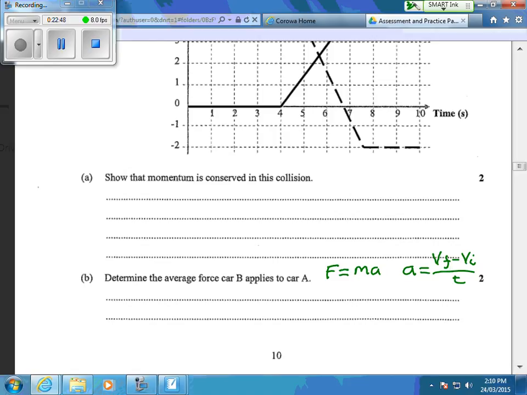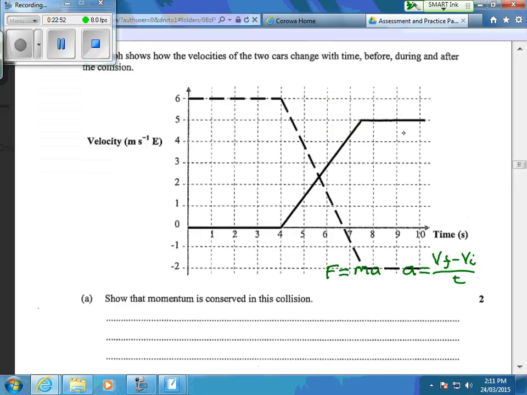Now, if you look at your graph, can I map the change in velocity of car B? Yes. It's gone up to 5, it was at 0, so the change in velocity happens to be 5 metres per second, right? And how long did it take for that to happen? There to there, 3 seconds. So there's my average acceleration. What's 5 divided by 3? Okay, so now I know the acceleration, and I need the average force applied. Well, I know the mass of the car I think was 800 from memory.